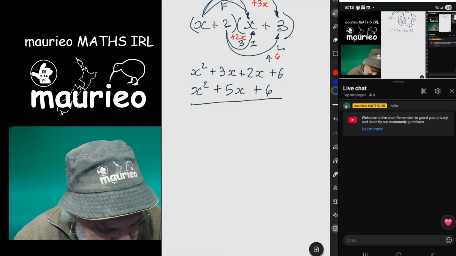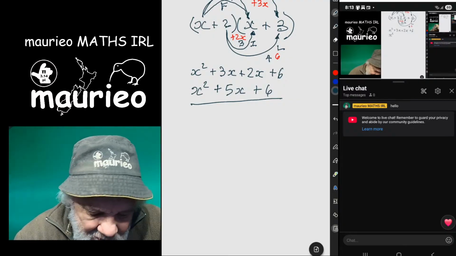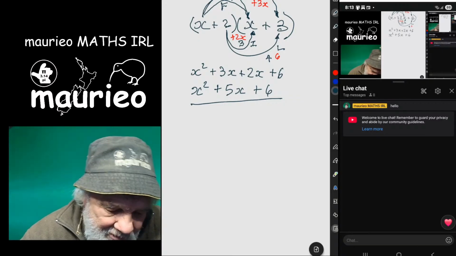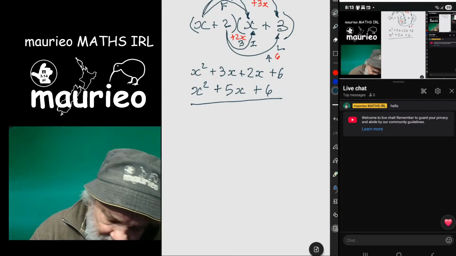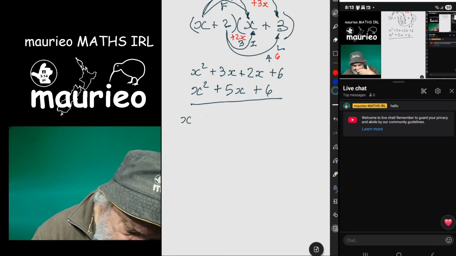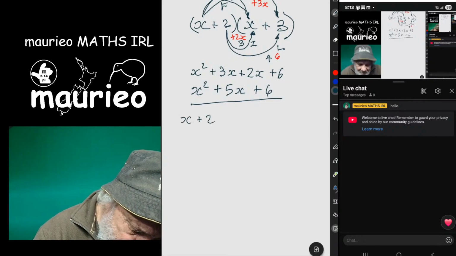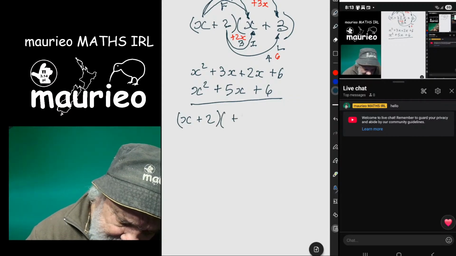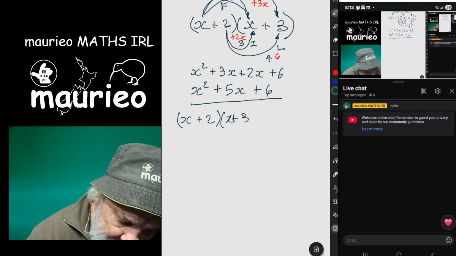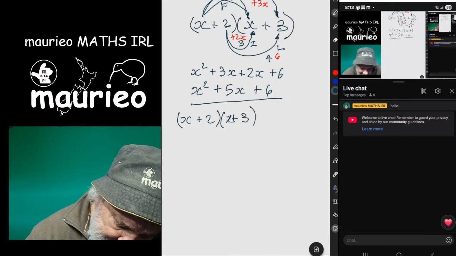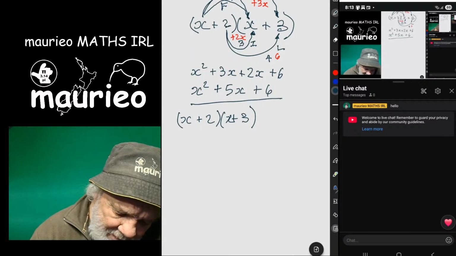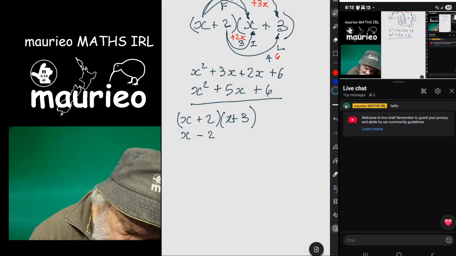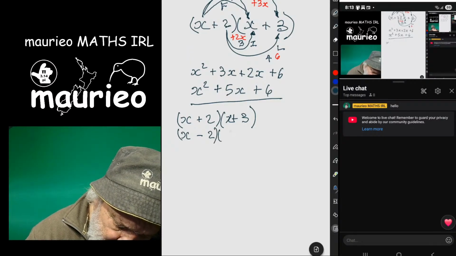So yeah, there's lots of different things that can happen here. So for homework, what I'd like to do is to look at these ones here. x plus 2 times x plus 3, which we've already done.